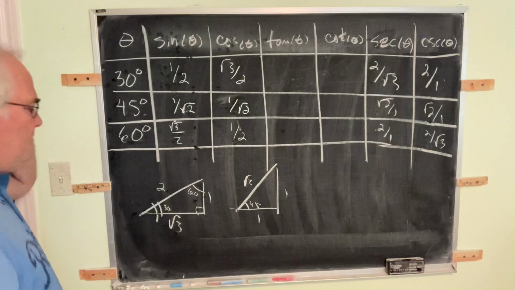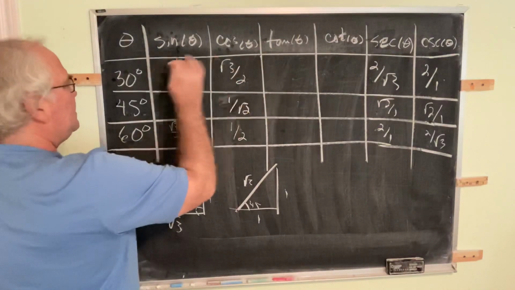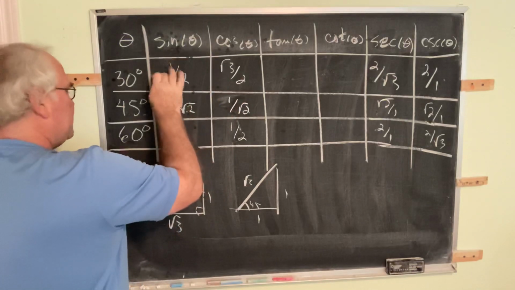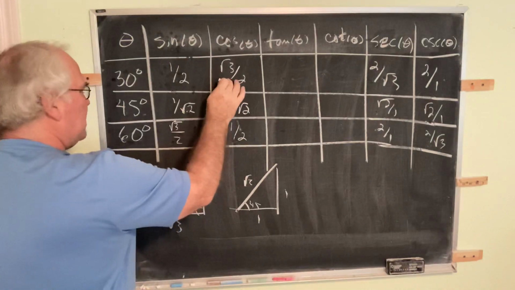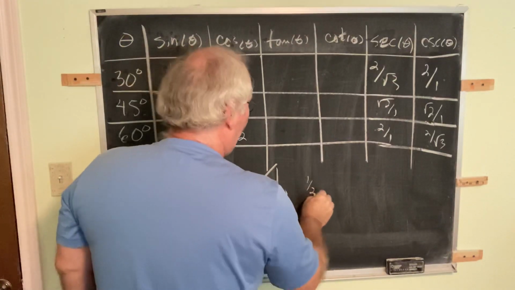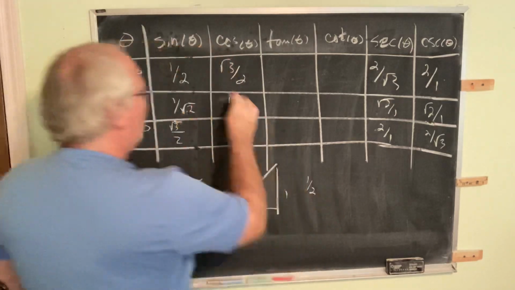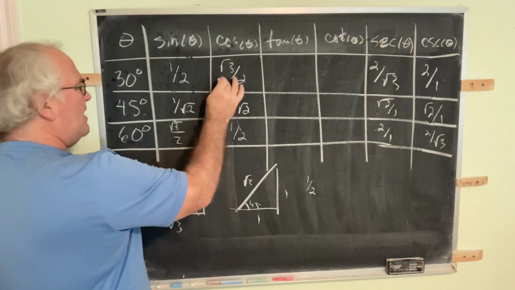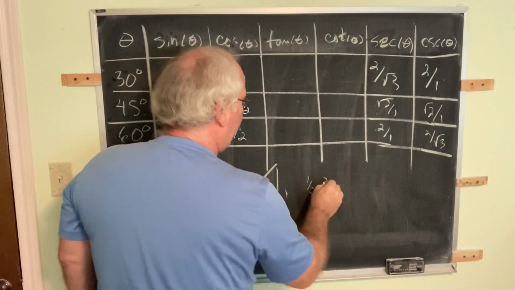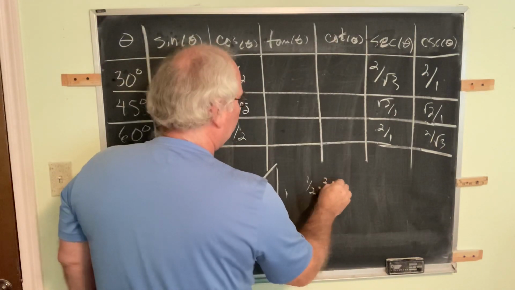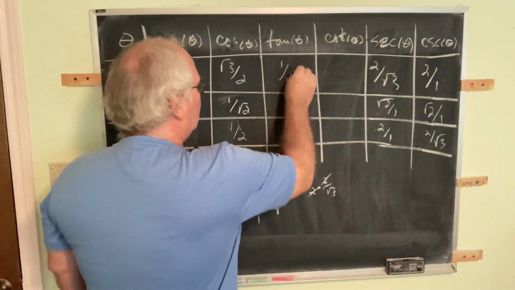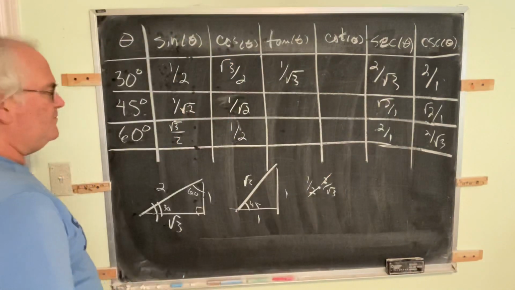Or we know tangent is sine divided by cosine. And so it's 1/2 divided by, well, wait, how do you divide by a fraction? You multiply by the reciprocal. The 2's cancel. That's 1 over square root of 3.